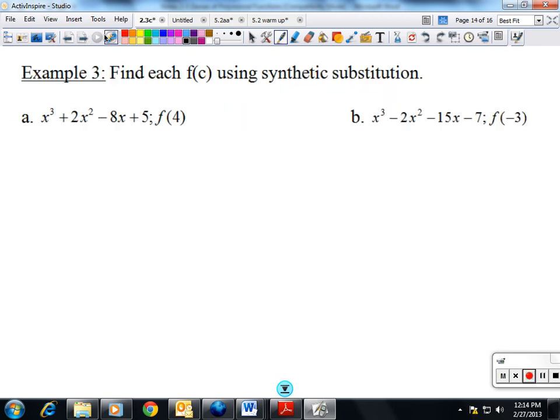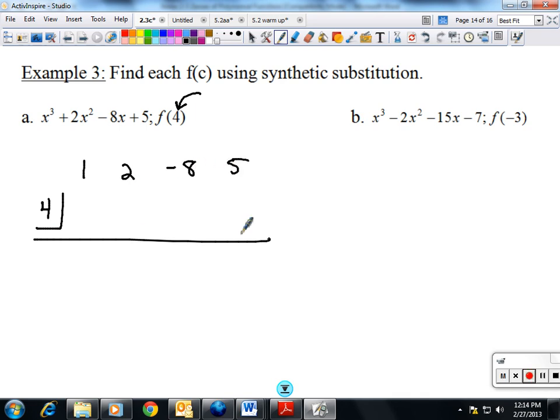Okay, then synthetic substitution, the only difference here is they've given you the number. Basically, if I plug this 4 in everywhere there's an x, I'm going to get the same answer as if I put my 4 here and I do 1, 2, negative 8, and 5, and I drop it. 1 times 4 is 4, 2 plus 4 is 6, times 4 is 24, plus negative 8 is 16, times 4 is 64, plus 5 is 85. Is that right? Yeah, so that's my answer, 85.